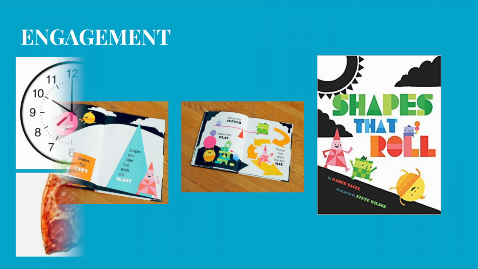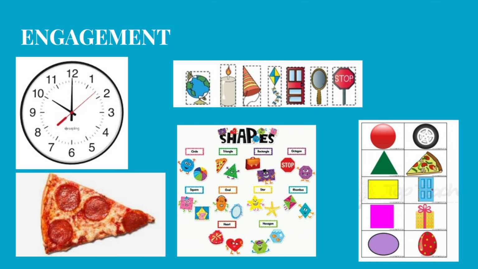Throughout the reading, the teacher will ask questions such as, what does the shape look like? What can you see on the shape that's different between a square, circle, triangle? And also ask the students to show different shapes from the classroom.